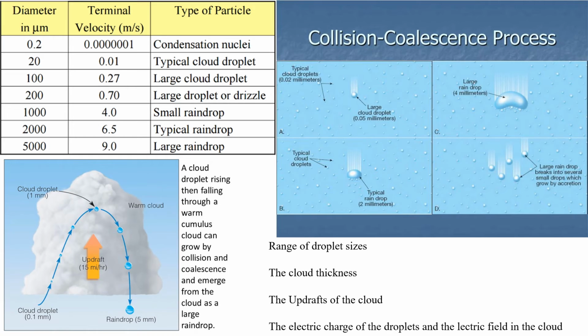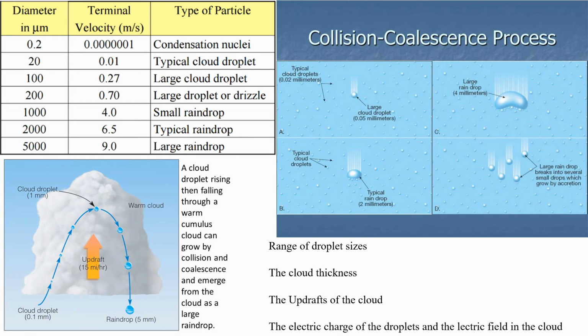An important factor influencing cloud droplet growth by the collision process is the amount of time the droplet spends in the cloud. We know that cloud droplets in a warm cloud, which is a cloud with temperature above the freezing point, can grow large enough by the coalescence process to fall as a raindrop. The rain that falls from a warm cloud is sometimes called warm rain.